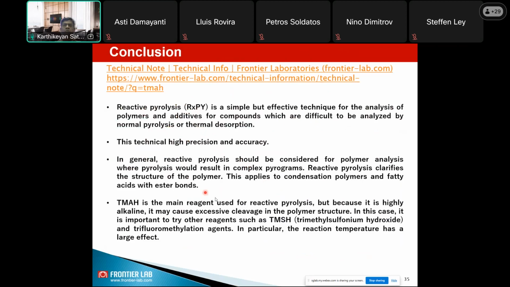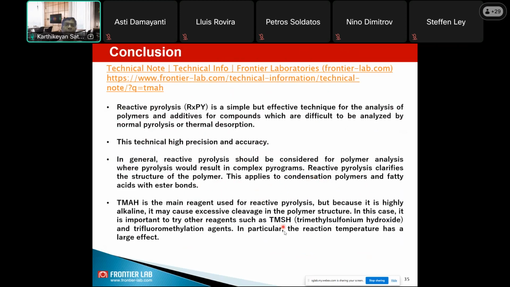So then the question: under what circumstance does one have to consider this? In general, reactive pyrolysis would be considered for polymer analysis where pyrolysis would result in a complex pyrogram that cannot be used for data interpretation. Reactive pyrolysis clarifies the structure of the polymer. So it applies in general to condensation polymers and fatty acids, also compounds with ester bonds.